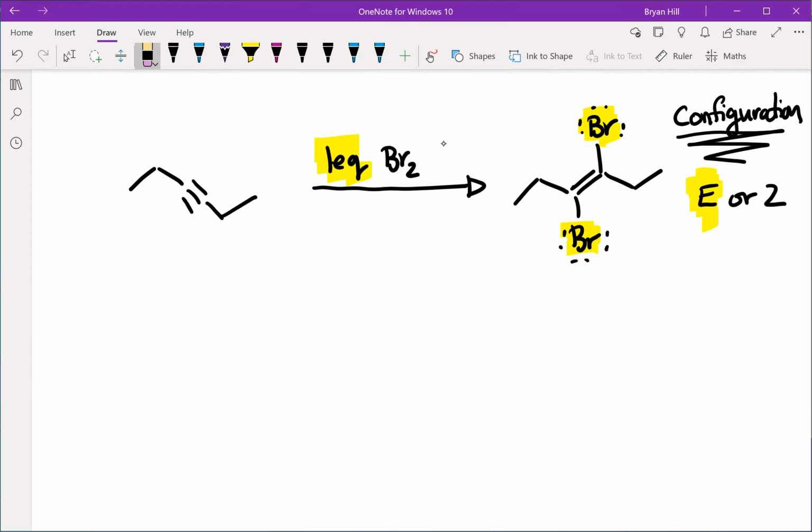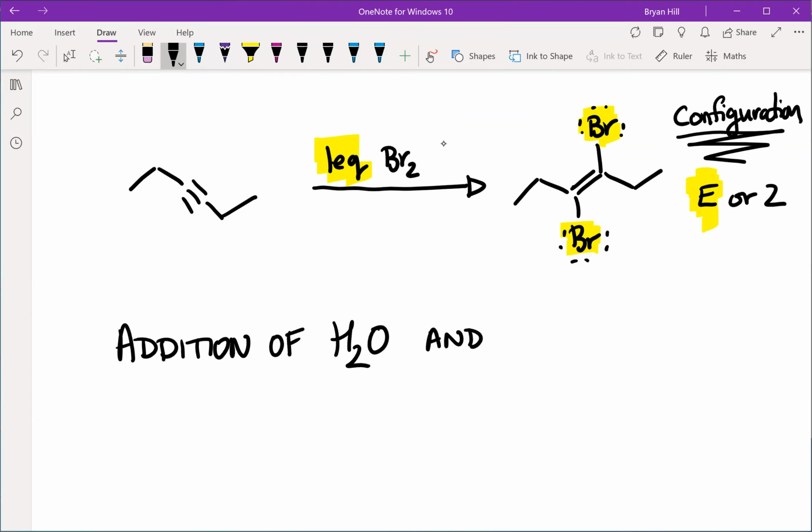All right, so we've got like 5 minutes left. So the two really interesting reactions coming up are the addition of water and the addition of H2. So we will probably do the addition of water first.